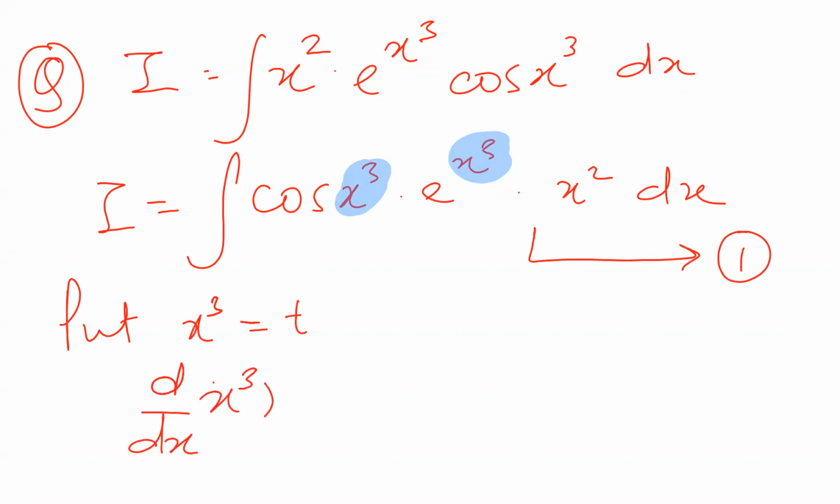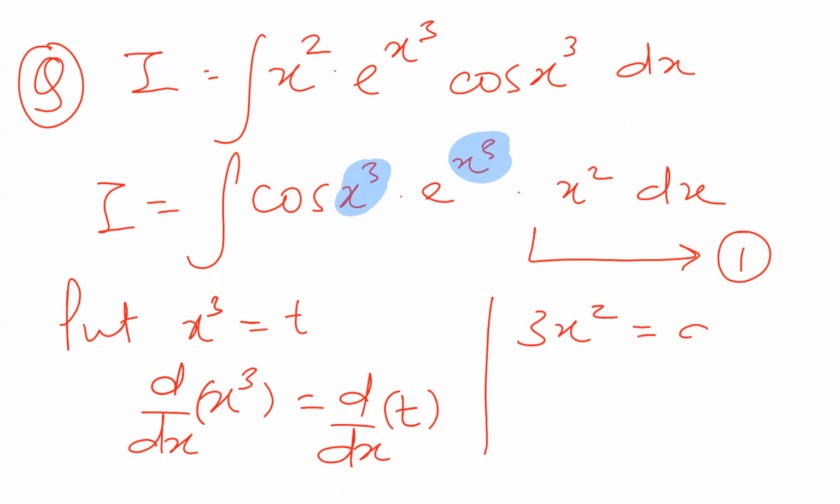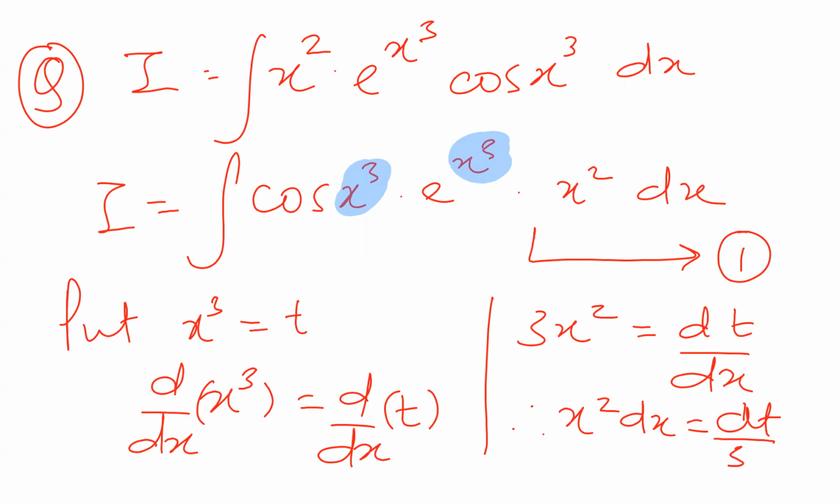D by dx of x cube is d by dx of t. So 3x square is equal to dt by dx. So x square dx is nothing but dt by 3. And why do I require x square dx? It is because of this. So x square dx will become dt by 3 and x cube will become t.